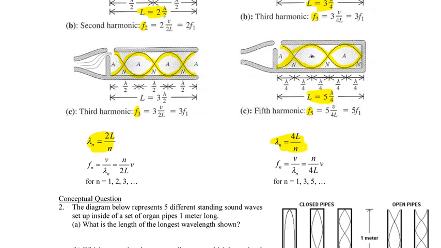You'll get a picture and you have to look at the picture. They're not going to tell you it's the fifth harmonic, for example, necessarily. So v equals f lambda. That's really all you need to know, and then these diagrams. Okay, go ahead on to the next examples.